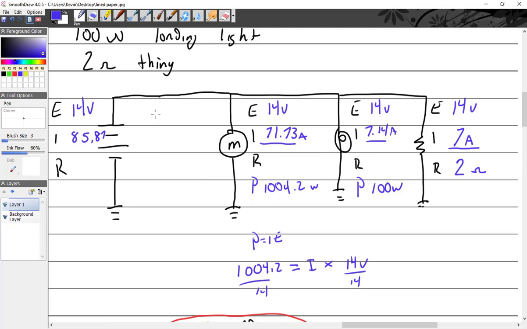It's just Ohm's law. E divided by I equals R. What? Ohms on the right, was it? It was a given. Okay. I usually change color for givens. That was kind of a given. Given. Given. Right, so R is what? 14 divided by 85.87. So we got 0.16.